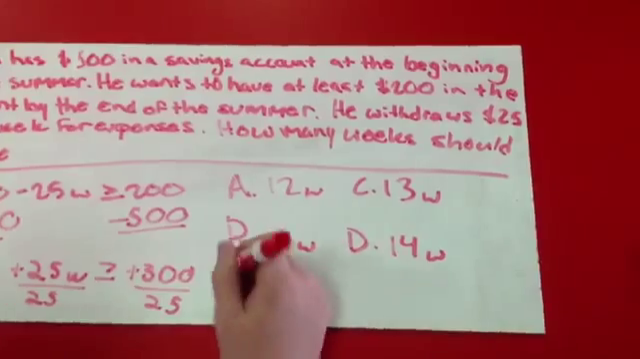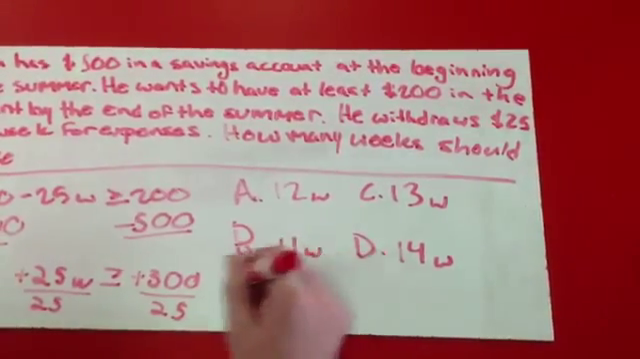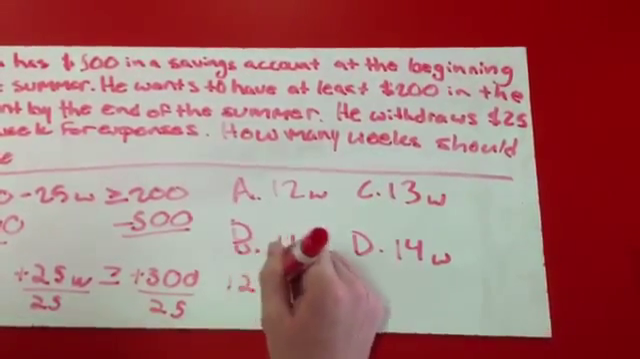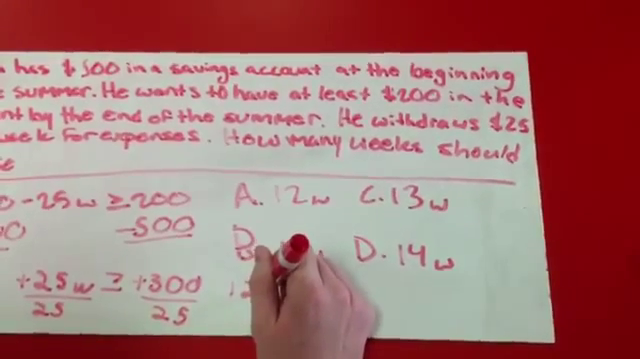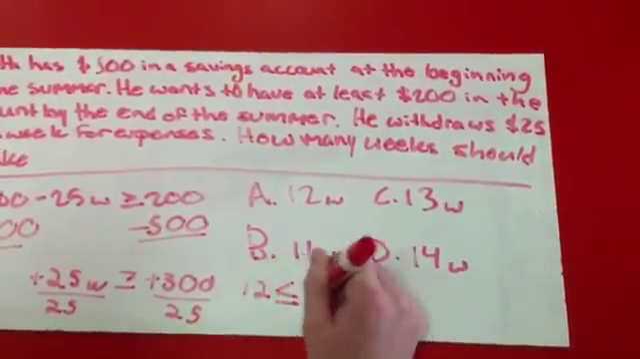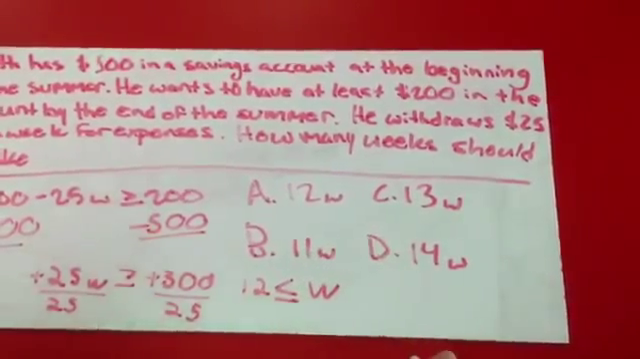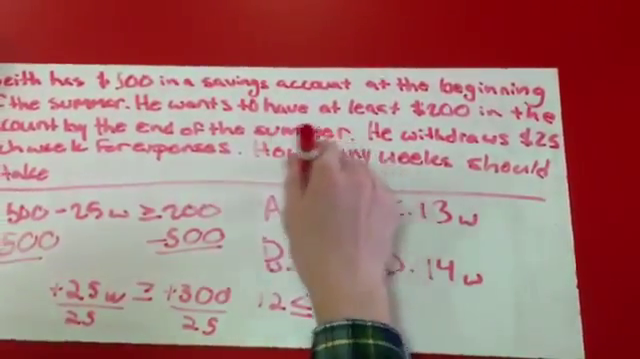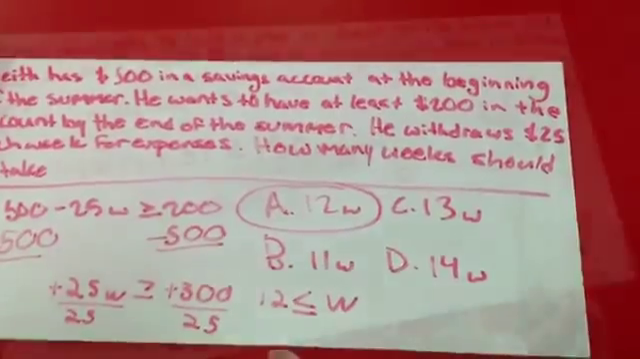300 divided by 25 comes to about 12. So it'll be 12 is less than or equal to how much money he will spend per week. So my answer would be A for 12.